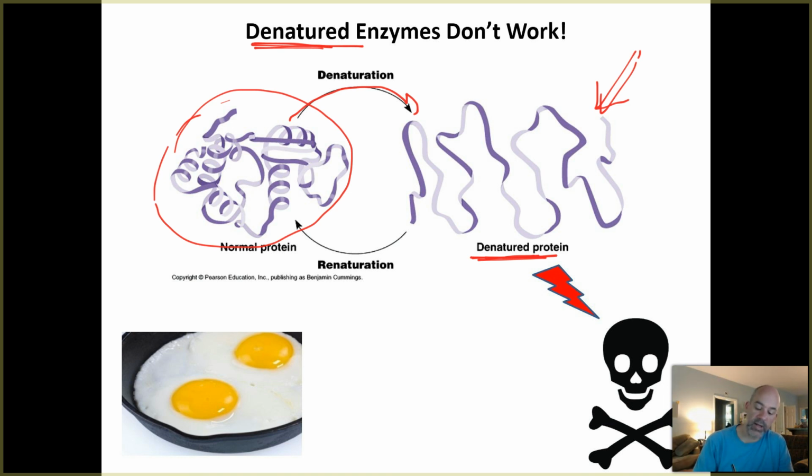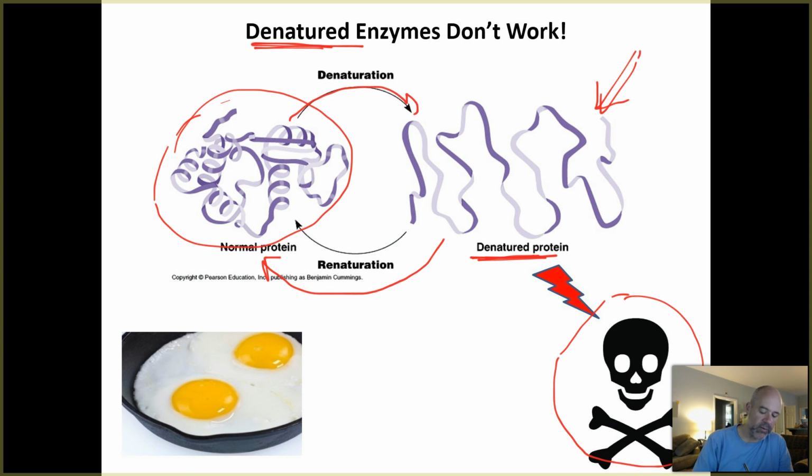In some cases, if conditions return to normal, that denatured protein might be able to fold itself back up and start working again. In other cases, once a protein is denatured, it's just not going to be able to fold itself back up properly, and it's going to wind up being useless. All right, if your enzymes become denatured, guess what? You are going to die. You cannot survive without your enzymes. All your chemical reactions cannot happen quickly enough randomly without enzymes to allow your survival.